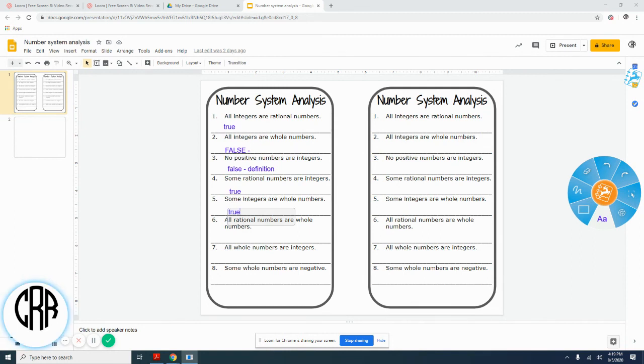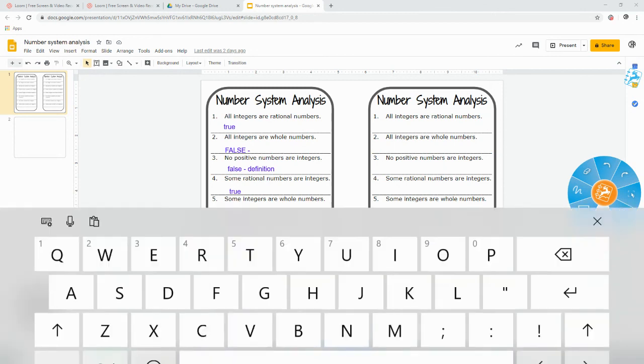All rational numbers are whole numbers. So every number that we classified as rational, did we also classify them as whole? And no, we did not, because we have number 5, number 6, number 8, 9, and 10 that were classified rational, but were not classified as whole. So this is false.